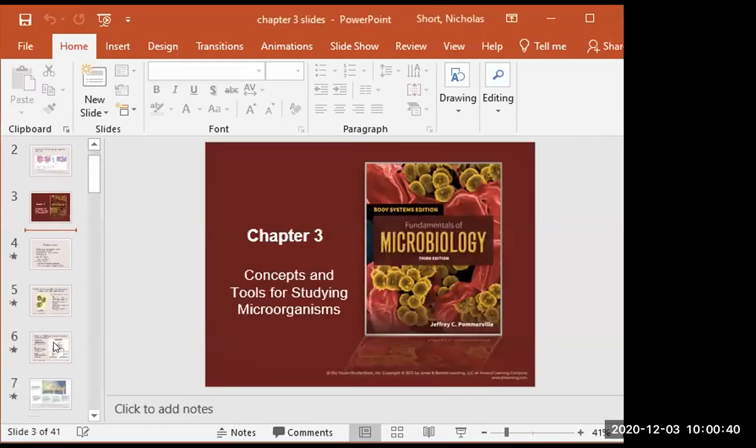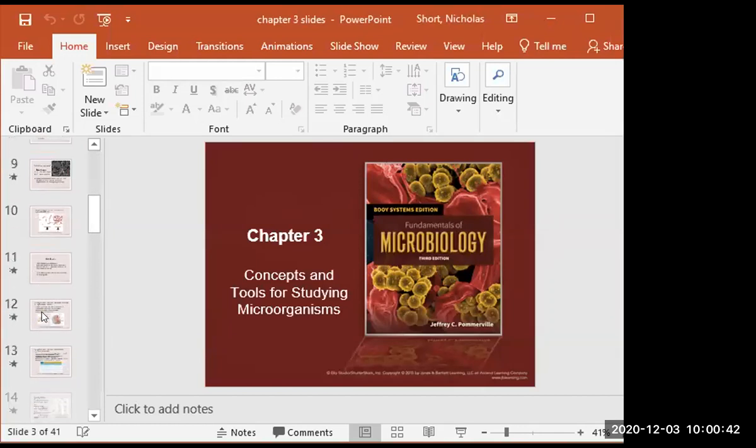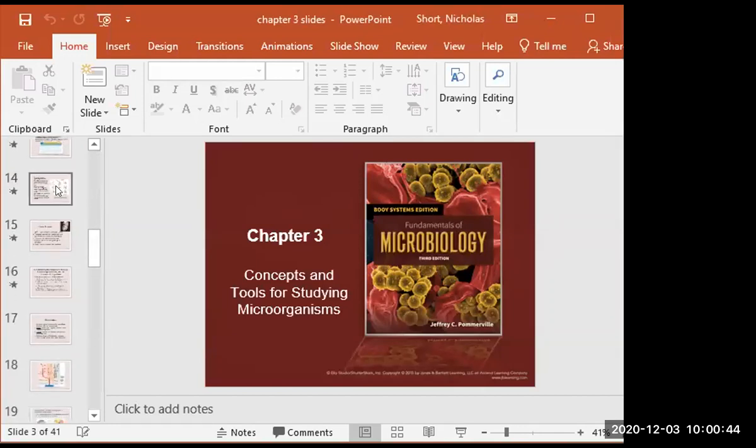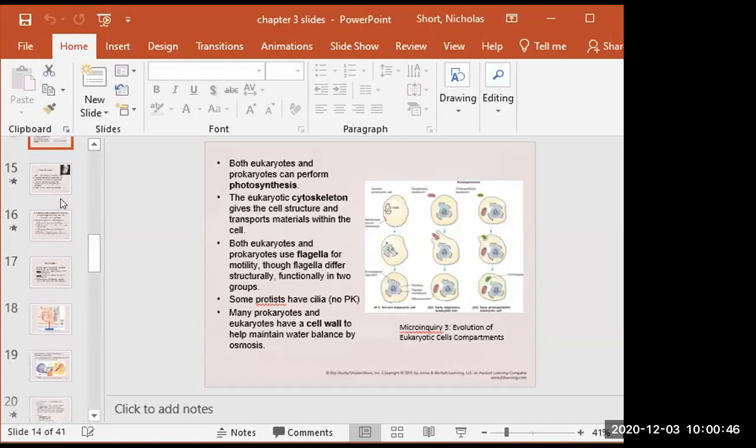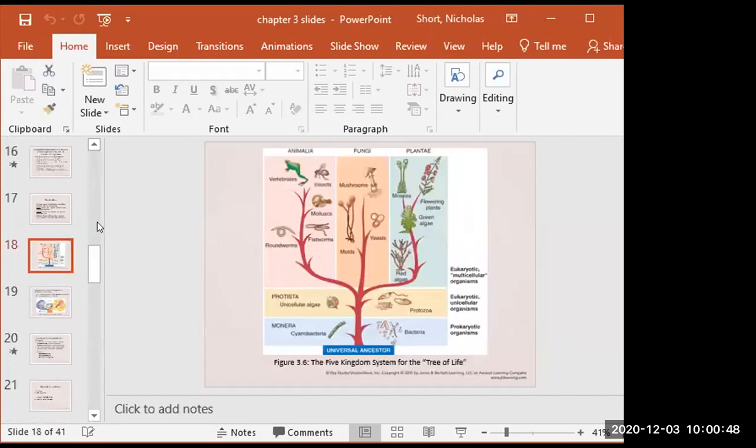So chapter 3 was mostly about how we are going to study microorganisms. We talked about taxonomy, so how we group organisms. We talked about the history of those groupings. Originally we had just plants and animals. Then we had a unicellular category, the protists. And then after that, we had the Monera. And then from there, we also had the fungi as their own taxonomic organization.